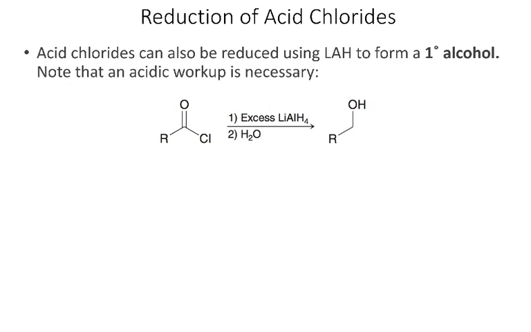We can also reduce acid chlorides to form primary alcohols, much like we did with carboxylic acids. If we react it with lithium aluminum hydride, and then we need to give it some proton source to finish up the reaction, we can get our primary alcohol.